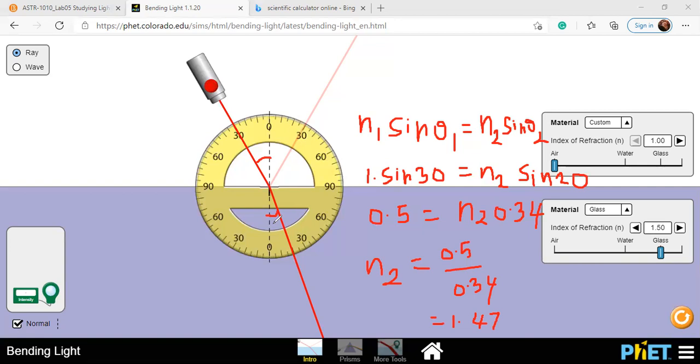Okay, so with angle 19 it will give you 0.32. If I put instead of this 34, if I put like 32, then how much is coming? Okay, 0.5 divided by 0.32. Awesome. It is 1.56. 1.56. Right?